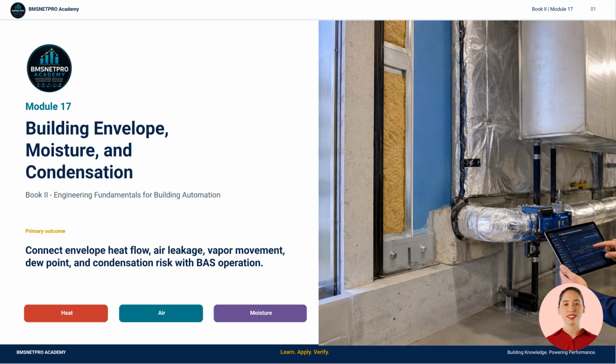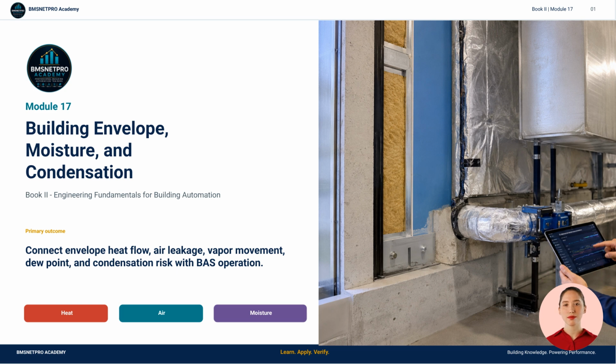Welcome to Module 17, Building Envelope, Moisture, and Condensation. In this module, we move outside the air handler and look at the building itself. The HVAC system conditions the building, but the envelope determines how the outdoor environment reaches it. We will connect heat flow, air leakage, vapor movement, dew point, and condensation risk to practical BAS decisions.